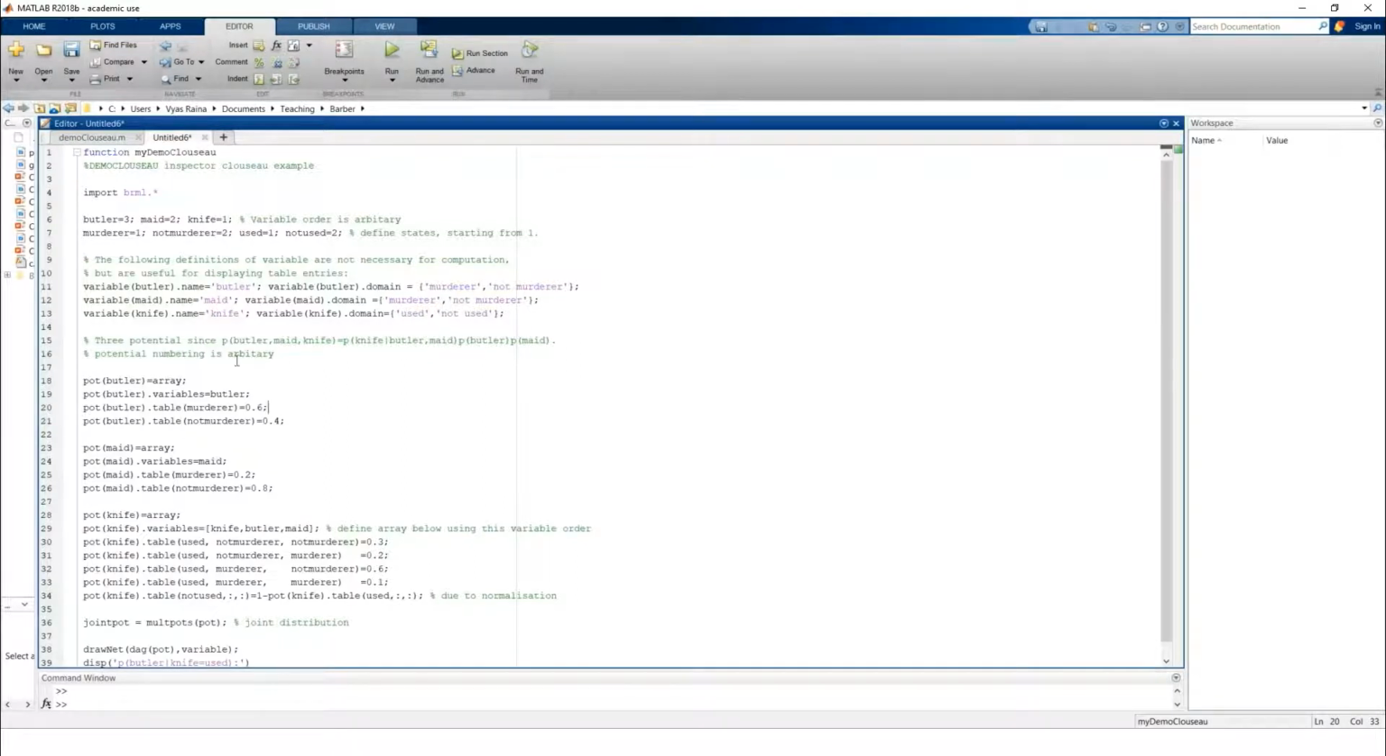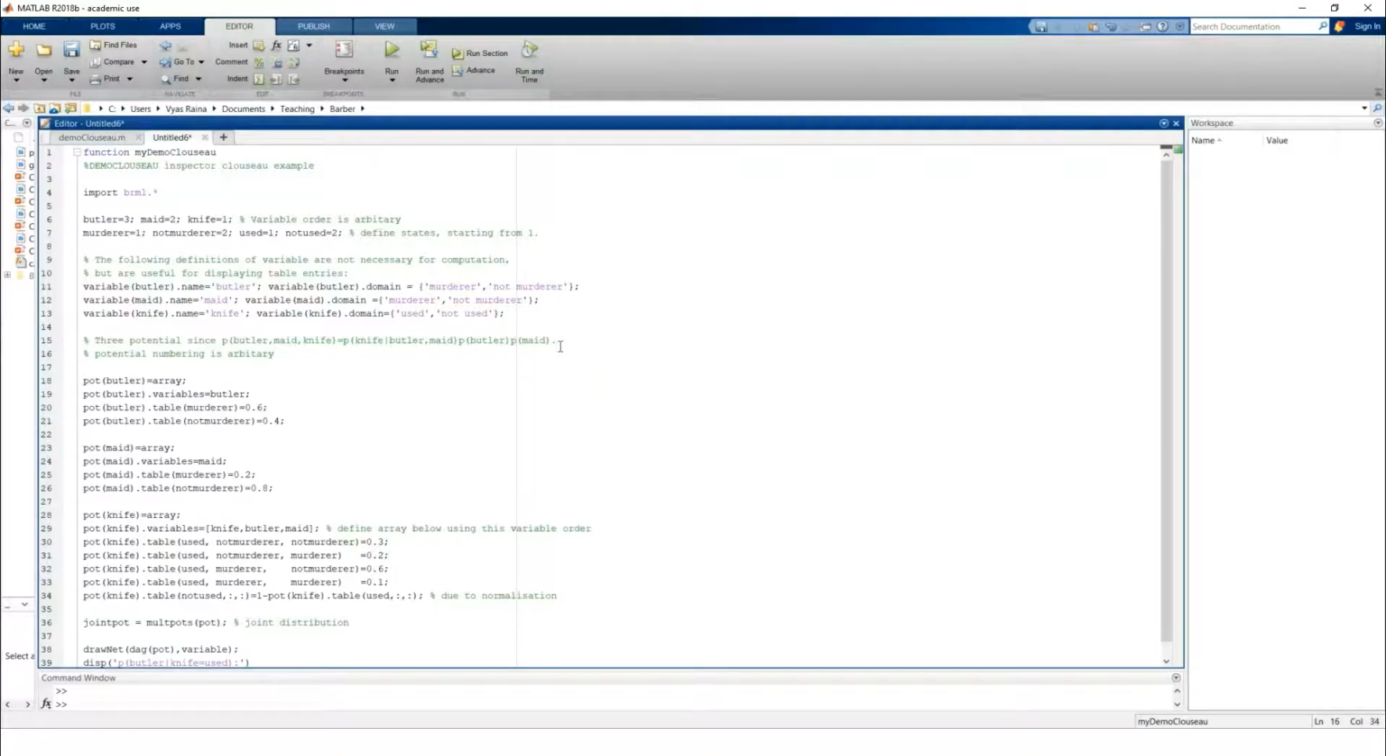What is different is this expression. What they've said here is that the joint distribution of butler, maid, and knife can be written as the probability of the maid times the probability of the butler times the probability of the knife given the butler and the maid. This is not true in general. This would only be true if the butler and maid were independent variables. But this is clearly not true for us.